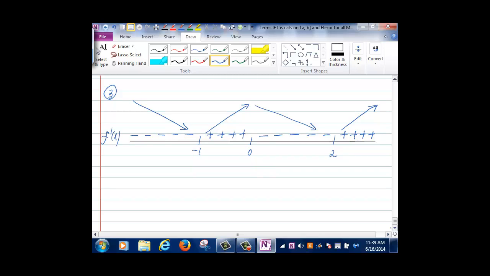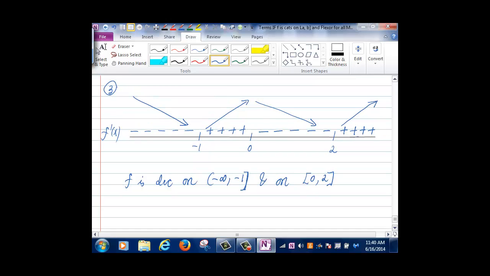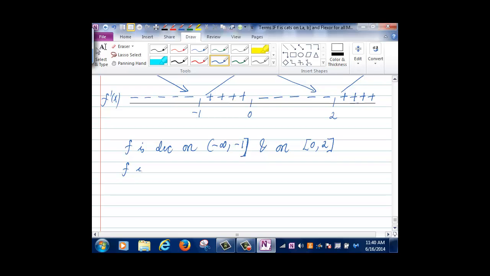Is everybody okay? So how am I going to write this? I'm going to say f is decreasing on negative infinity to negative 1 and on 0 to 2. f is increasing on negative 1 to 0 and on 2 to infinity.